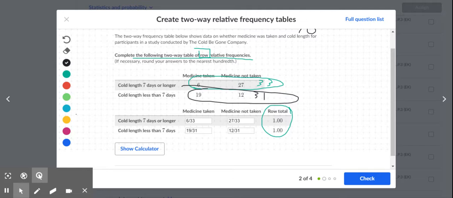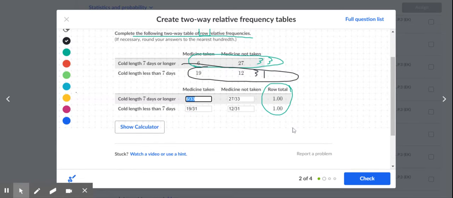All right, so on our calculator here, let's go ahead and pull that up. We want to round to the nearest hundredth. If I do 6 divided by 33, that's 0.181818. If we do this, what we know is the total has to be 1.00. So that means this has to be 0.82.